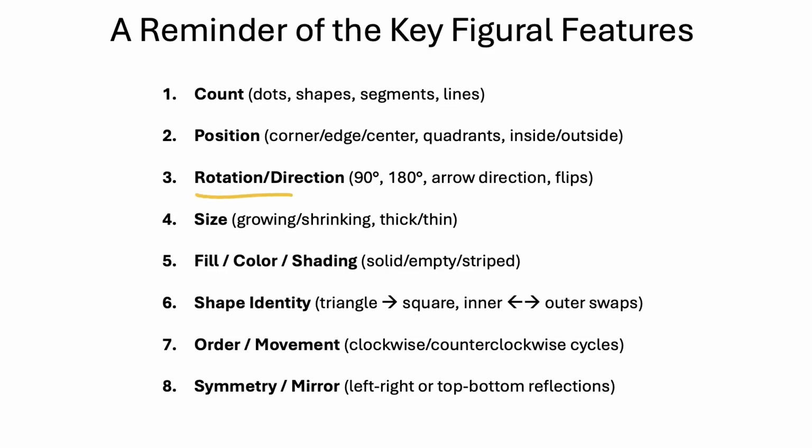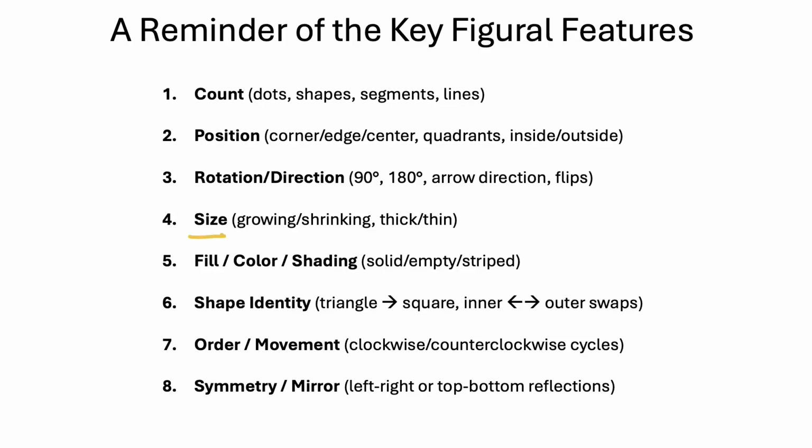Then third, we have rotation and direction. So perhaps frame to frame, things are rotating by 90 or 180 degrees. If there are arrows, maybe at first it's pointing to the left and then it starts pointing to the right, a change of direction of the arrow. And likewise flips or reflections. So pay attention to the orientation, how that's changing from frame to frame.